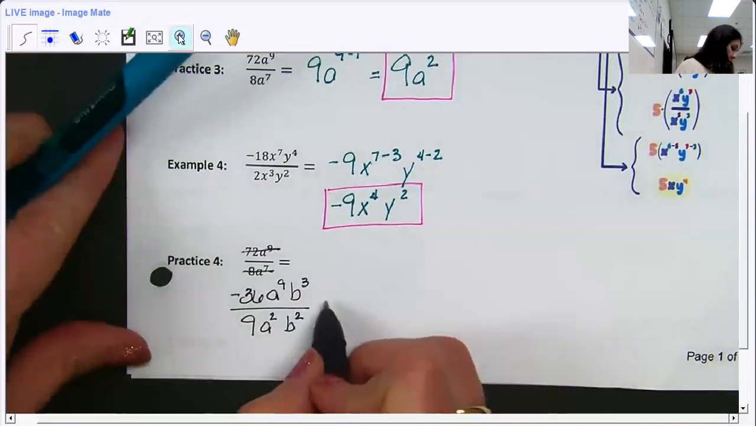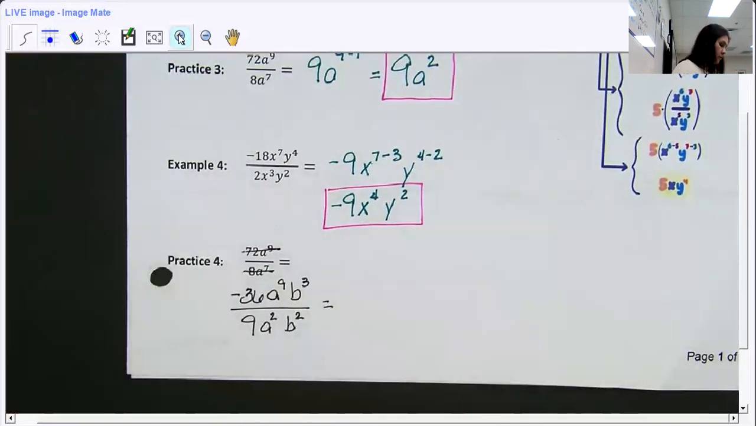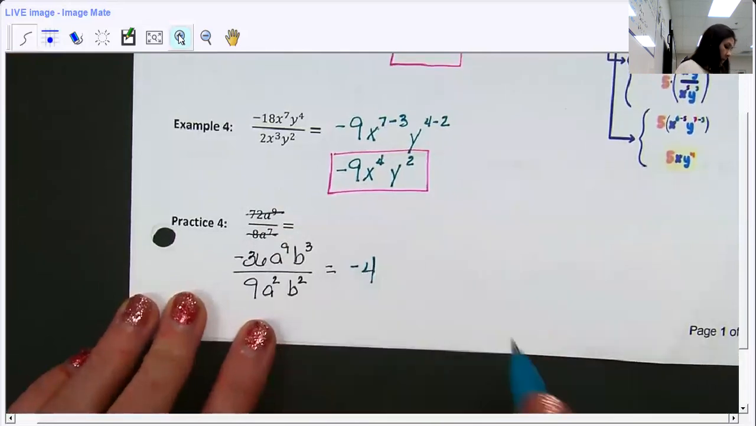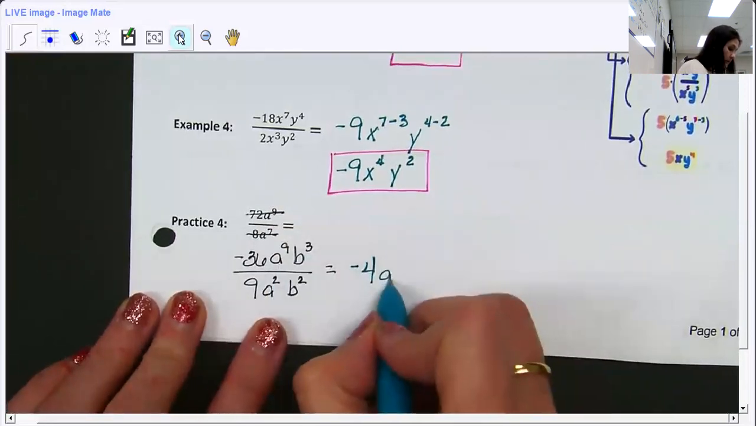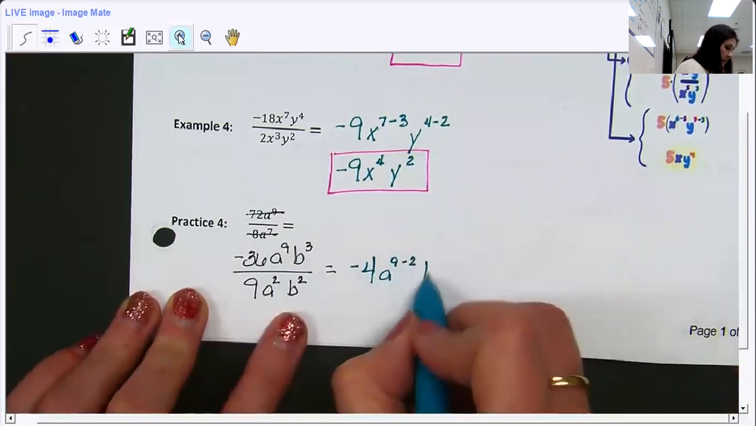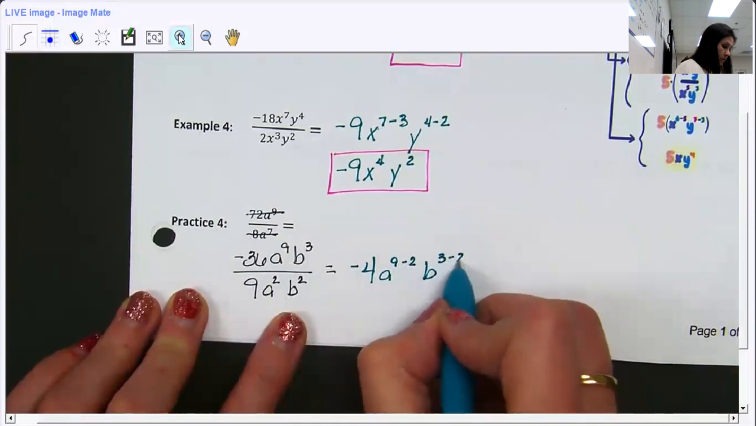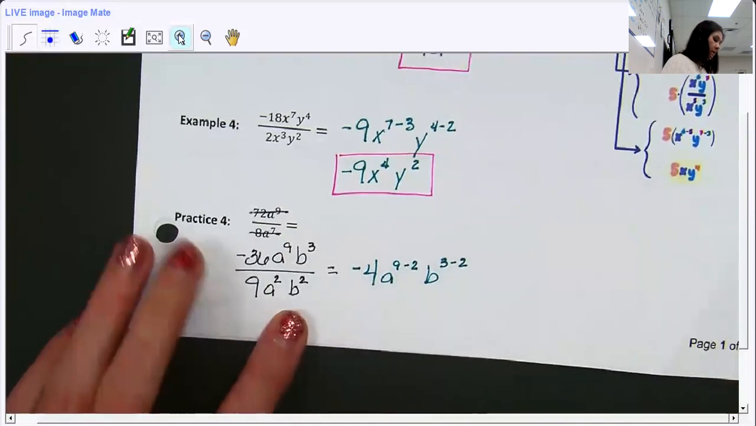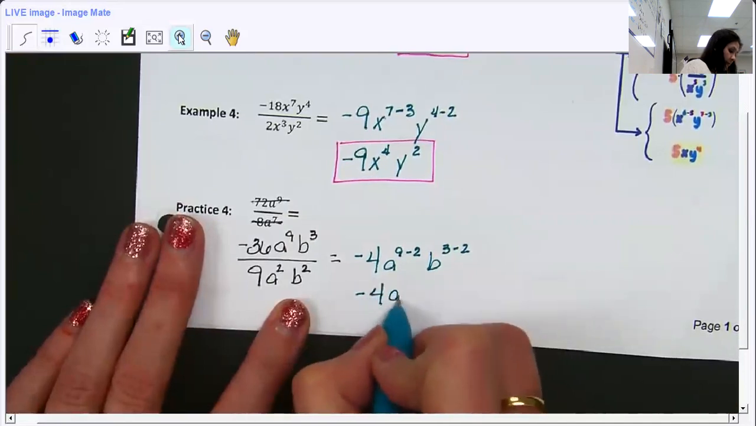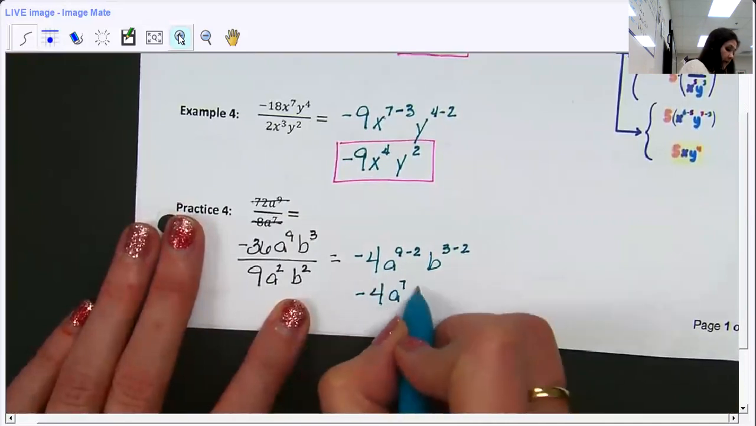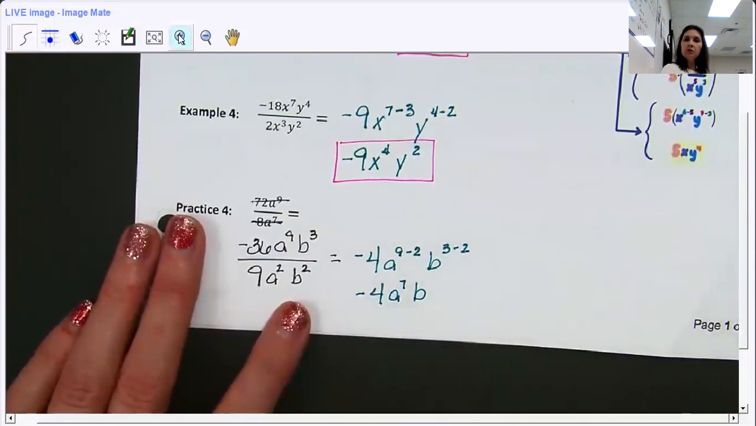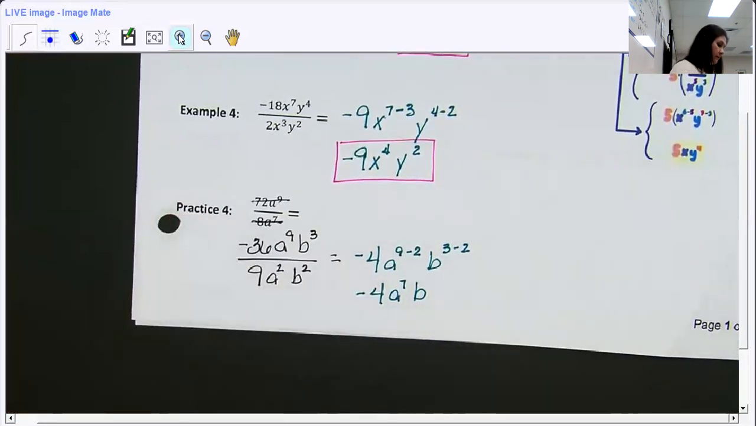The first thing that we're going to do is divide our coefficients. So negative 36 divided by 9 is negative 4. And then we have a to the power of 9 minus the 2 on the bottom, and then b to the power of 3 minus the 2 on the bottom. Now let's simplify this. Negative 4, a to the 7th, and b to the first power, but we don't need to write that first power. We could just write b. And so that would be my final answer.